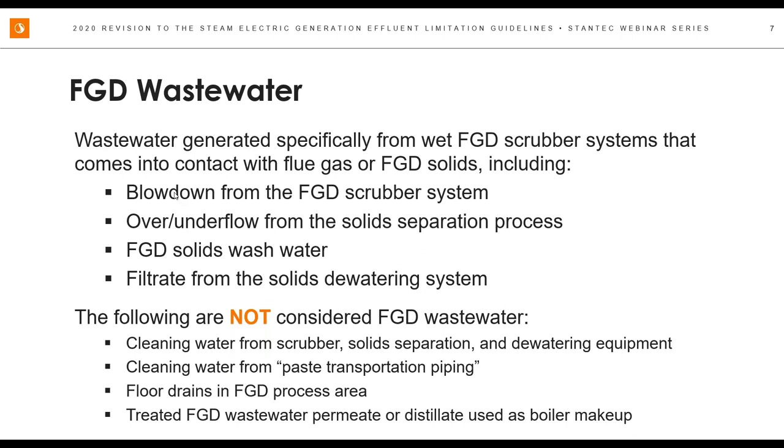The following are not considered FGD wastewater: any of the cleaning waters from the scrubber, solid separation and dewatering equipment, cleaning water from paste transportation piping. And I put that in there specifically because EPA mentions paste several times through both the preamble and the technical development document, and that goes very much into the VIP, the voluntary program that's in there. Also not included are any floor drains in the FGD process area, and treated FGD wastewater, which would be a permeate or distillate from whether it's a membrane system or a thermal treatment system that's used in boiler makeup water. So any clean water that's generated that can be reused in the boiler.